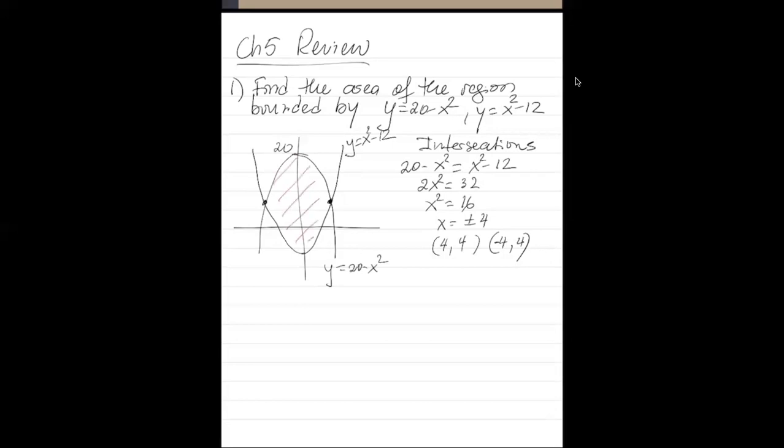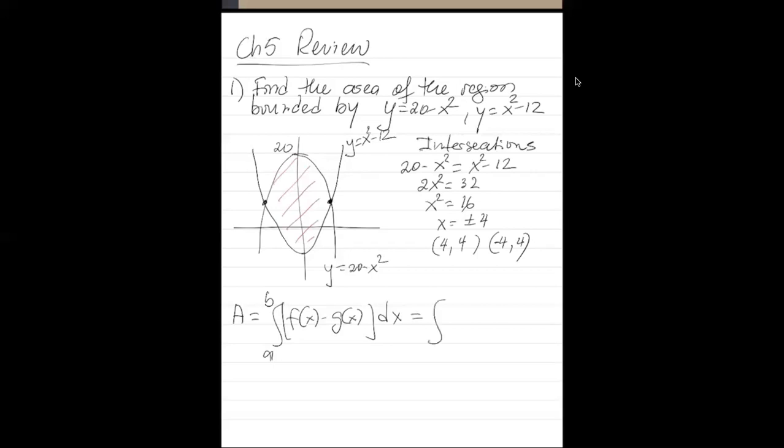To find the area, we have a formula. The area between two curves is the integral from a to b of f of x minus g of x dx, where f is above. That's very important. If they cross multiple times, you have to break the region down into several regions.